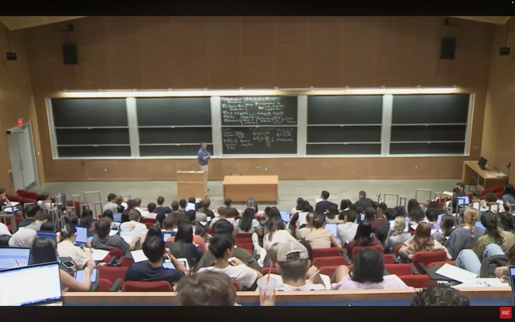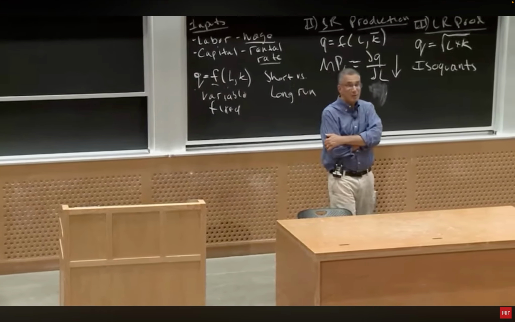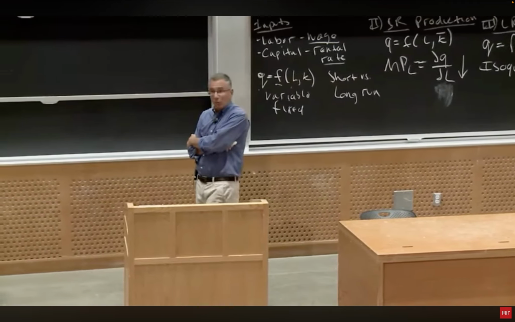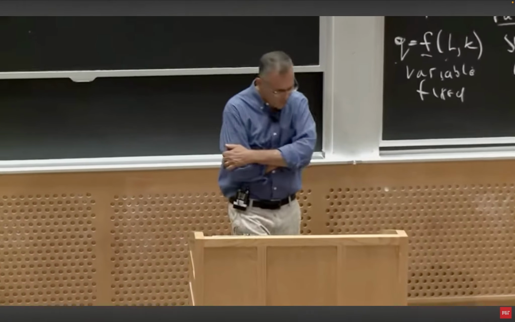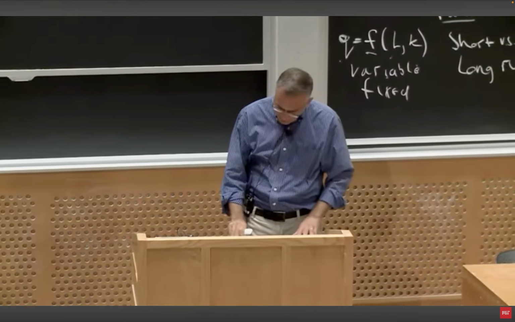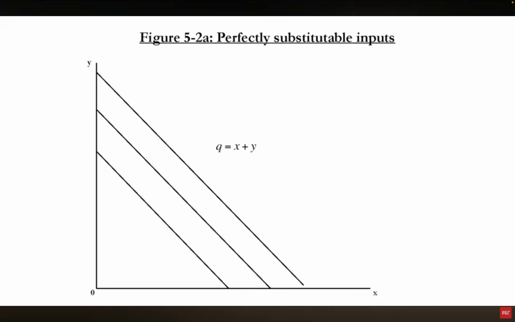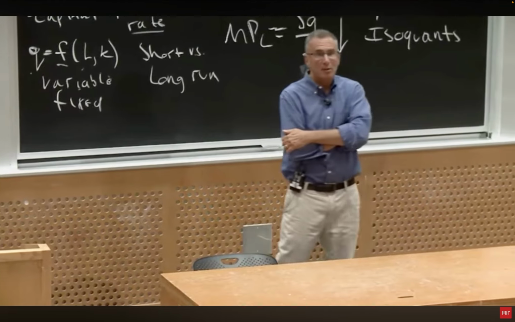Exactly. It's going to depend on the substitutability of the different inputs. The more substitutable, the straighter is the isoquant. The less substitutable, the more bent is the isoquant. So for example, let's look at figure 5.2a. Here we have the production function that was suggested earlier. This is one where goods are perfectly substitutable. I like to think it's the production function between Harvard graduates and Beanie Babies.